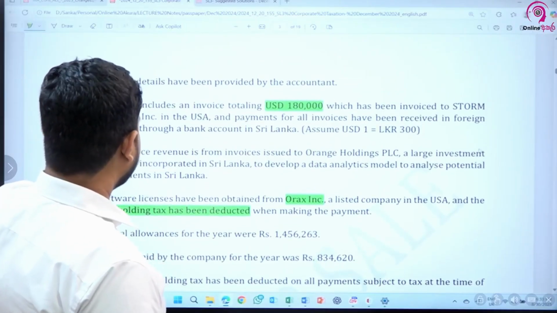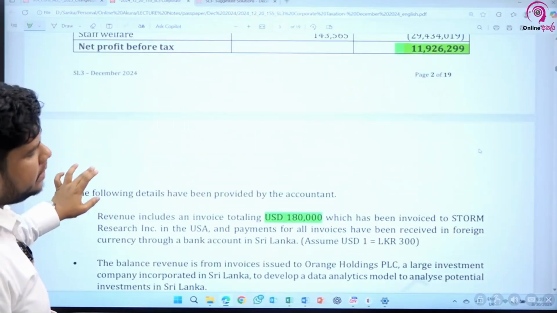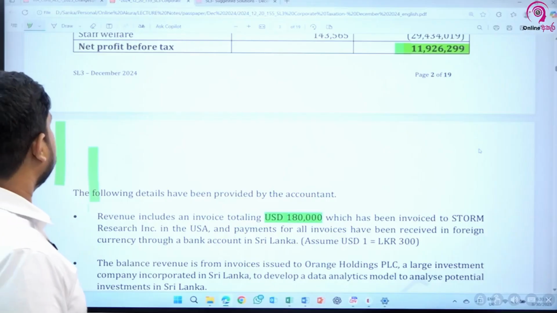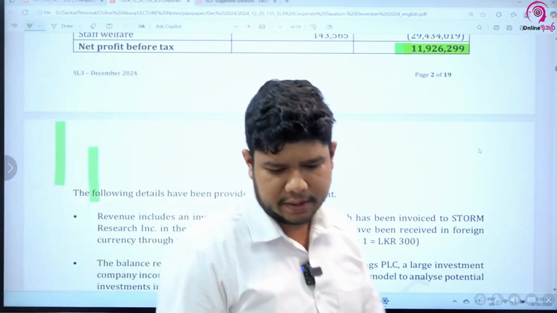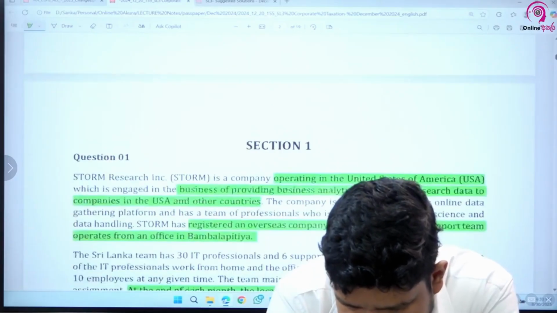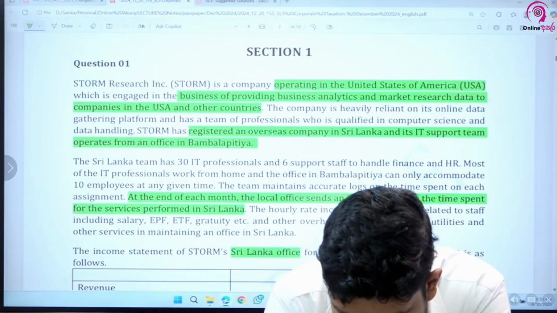So the next question is whether this is utilized in Sri Lanka or not. For that we need to understand what the service is that they have been mentioning, right? Let's see the nature of the service. That is simple. Why I have highlighted it here is because of this.